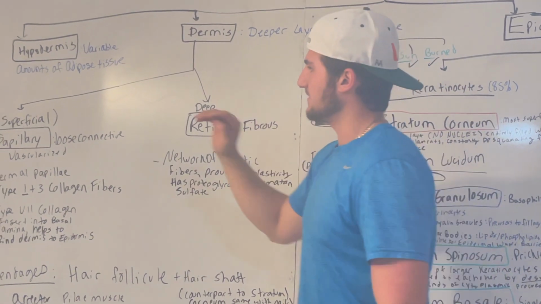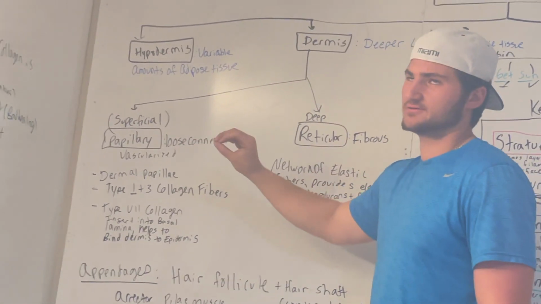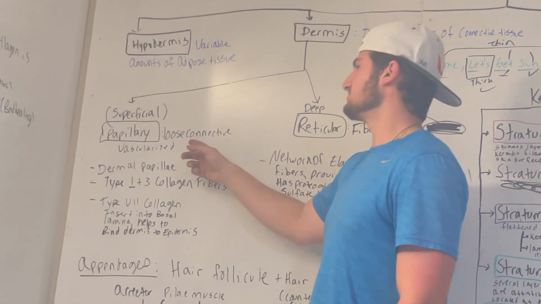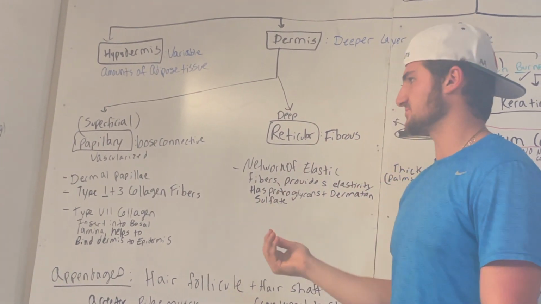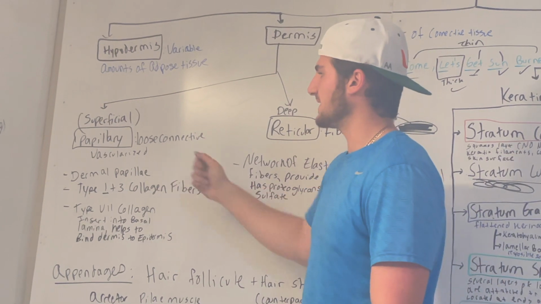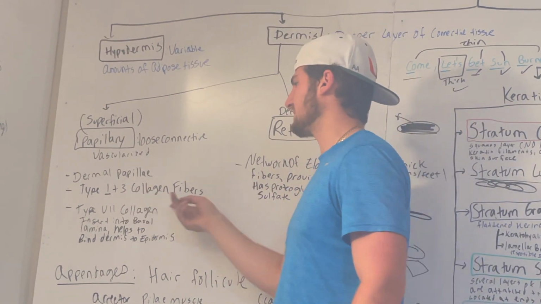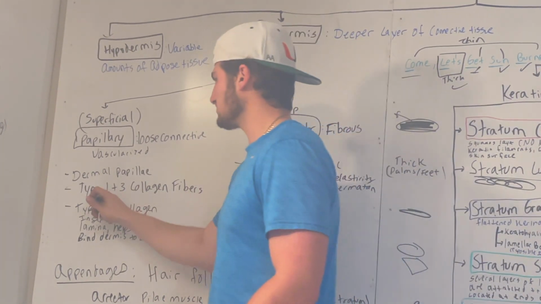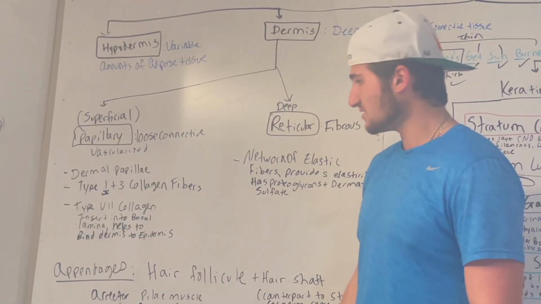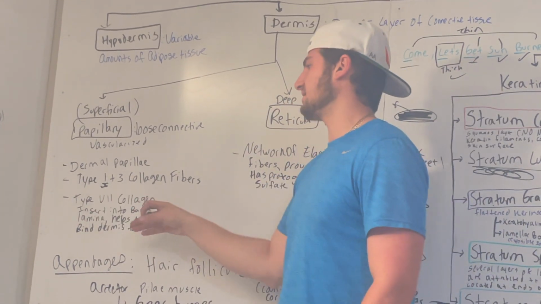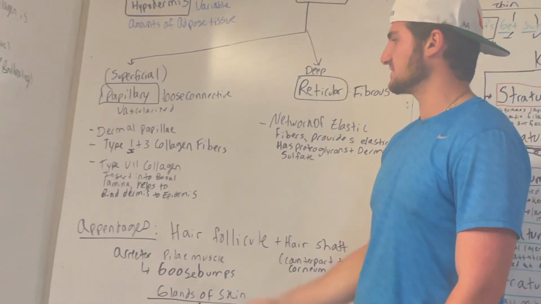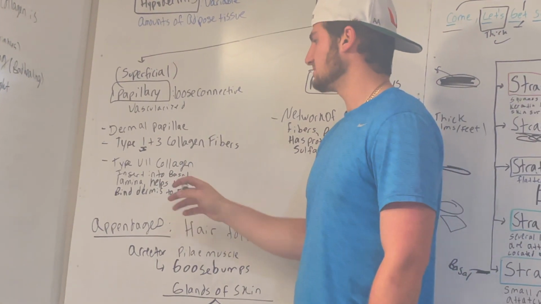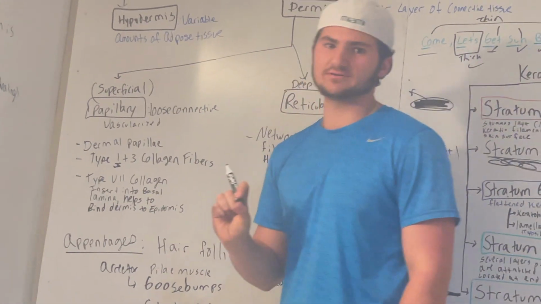Okay, now the papillary layer is loose connective tissue. This is vascularized, right? It's got dermal papillae on it, and it has type 1 and type 3 collagen fibers. Type 1 is our main collagen fiber. Also, we have type 7 collagen. This type 7 collagen inserts into the basal lamina to help bind the dermis to the basal lamina.